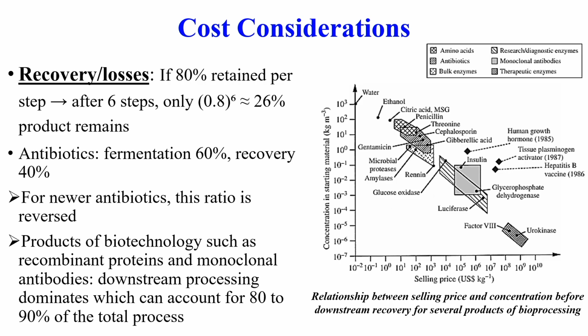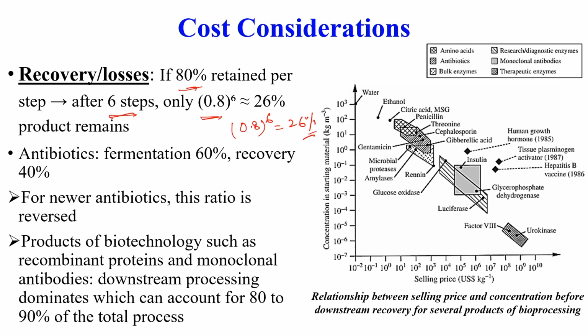So, here you can just see, if 80% is retained per step, and if there are a total of 6 steps in downstream processing, then what will be the total efficiency? It will be 0.8 to the power 6. So you end up with only 26% product recovery, which is too low. So it says that the number of steps should be minimized.